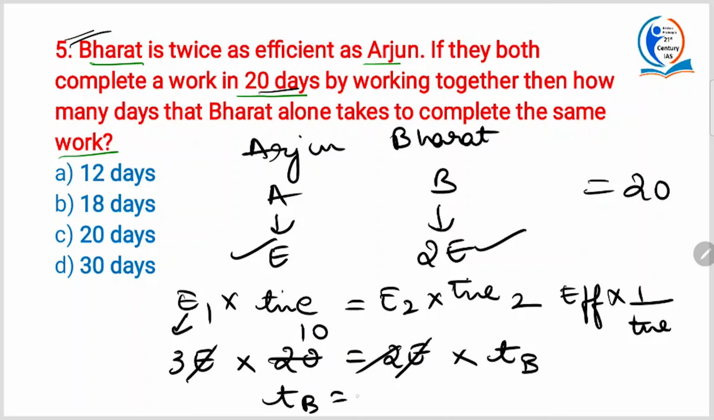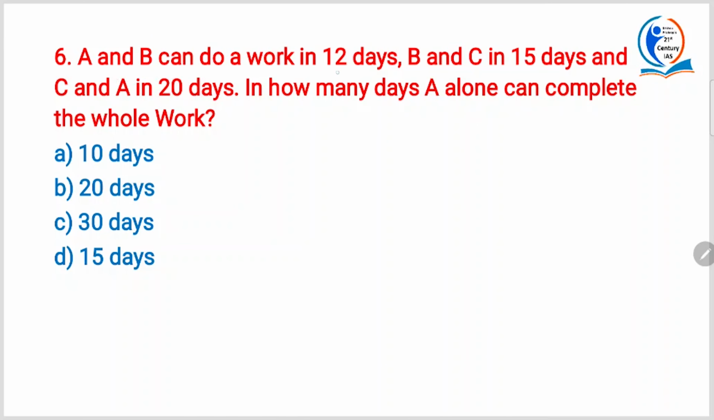So, time taken by Bharat is how much? 30 days. Alright. A and B can do work in 12 days, B and C in 15, C and A in 20. In how many days A alone can complete the whole work?